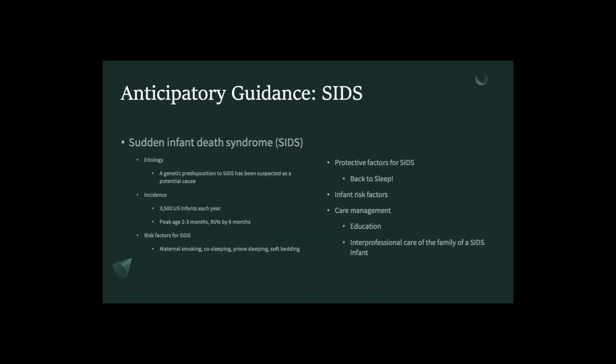Another good topic for anticipatory guidance is sudden infant death syndrome. There seems to be a genetic predisposition to SIDS, but we can always teach our parents. Make sure the child is placed on their back to sleep. Make sure there aren't a lot of fluffy blankets and toys in the crib. And make sure that we educate them.